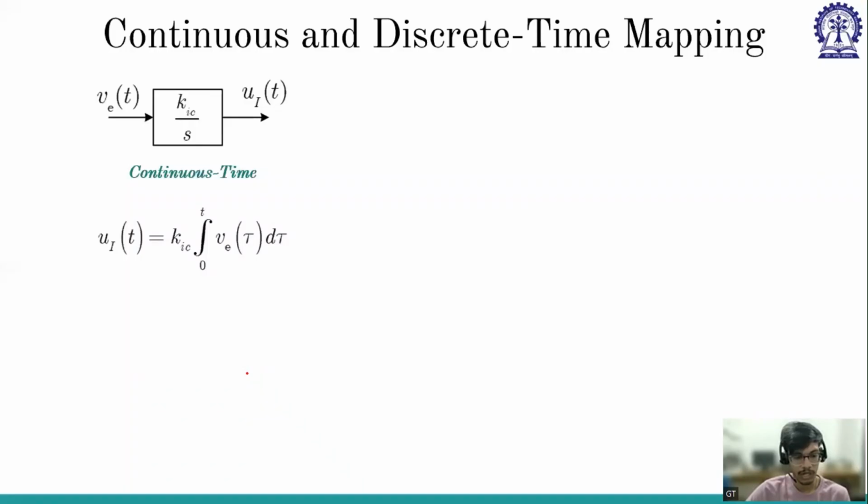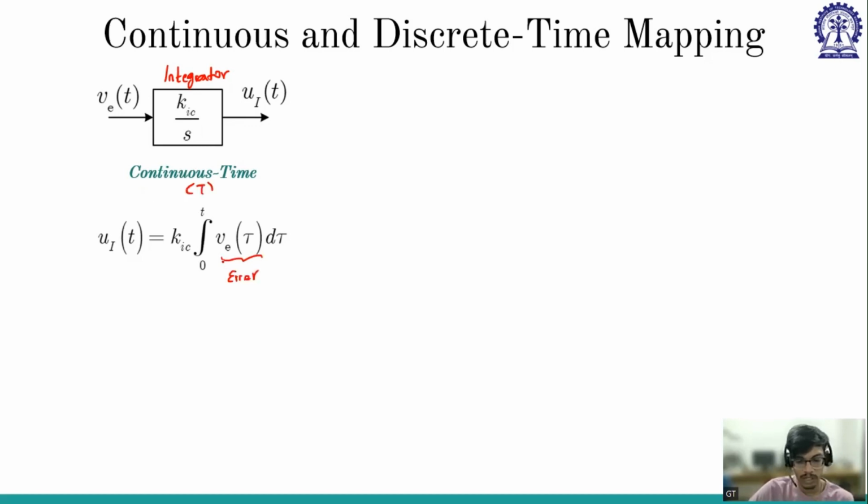So coming to the first thing, this is the continuous time integrator. Yes, it is an integrator in continuous time. The input is V error of t, and the transfer function is only an integrator. The output I am getting is ui of t, and the time domain function is KIC, the gain, times the integral from 0 to t of V error of t. So this is the error. This is my continuous time, which is CT.